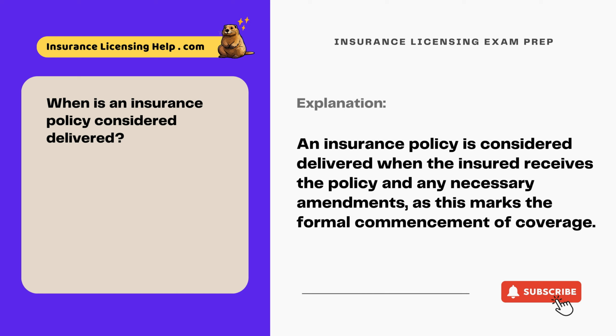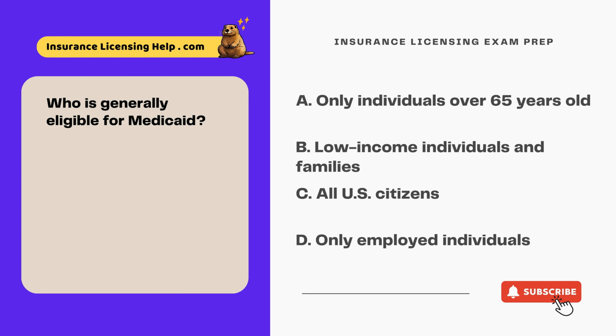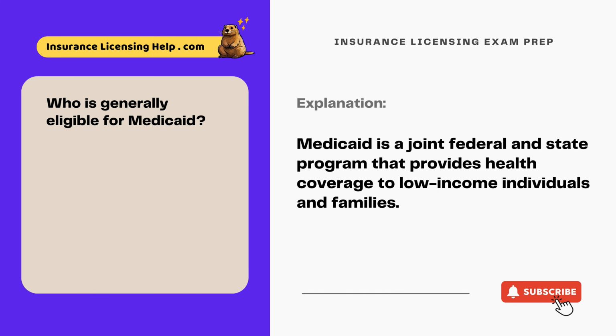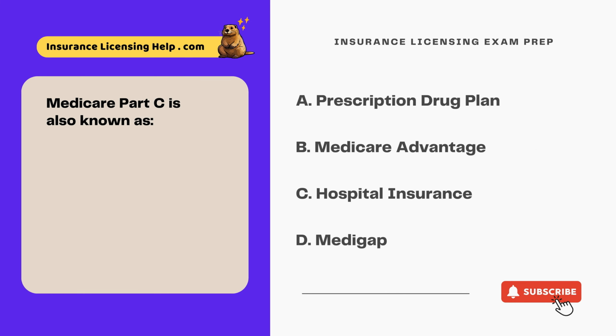Who is generally eligible for Medicaid? A. Only individuals over 65 years old. B. Low-income individuals and families. C. All U.S. citizens. D. Only employed individuals. The correct answer is B. Low-income individuals and families. Medicaid is a joint federal and state program that provides health coverage to low-income individuals and families.